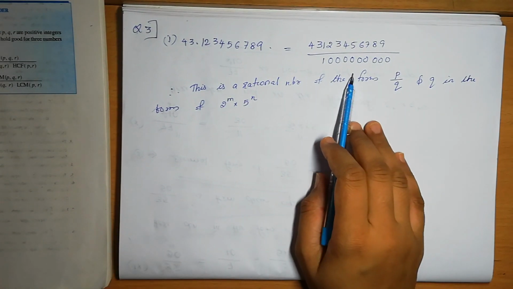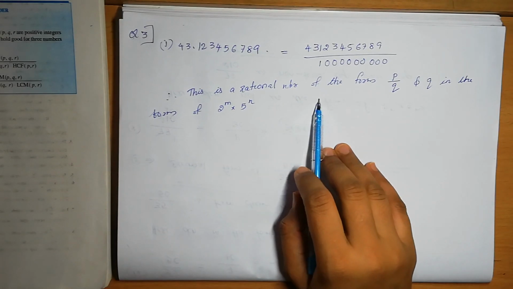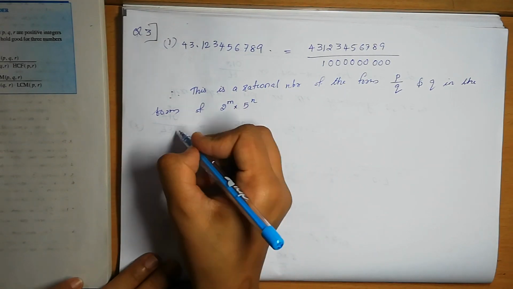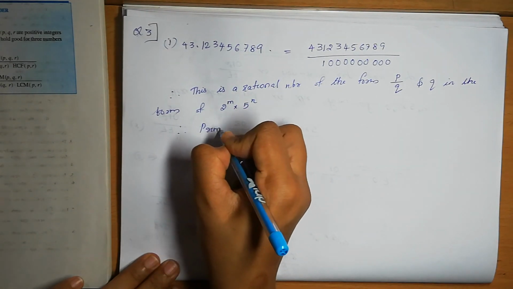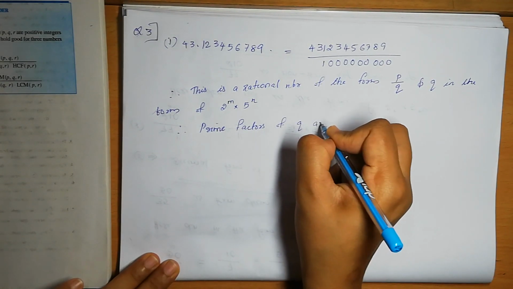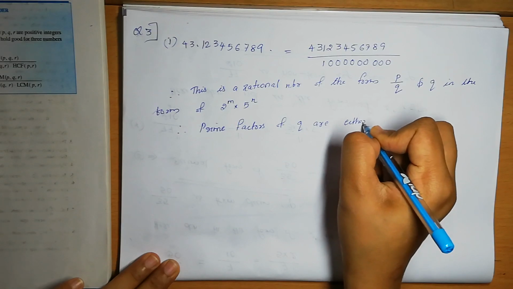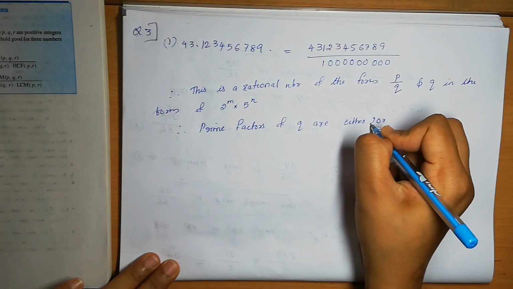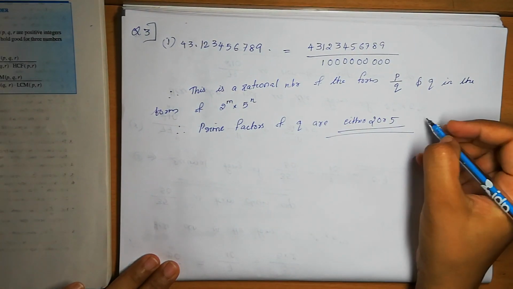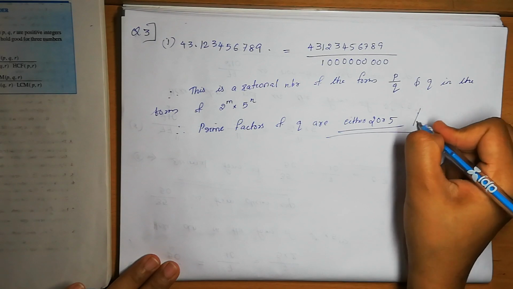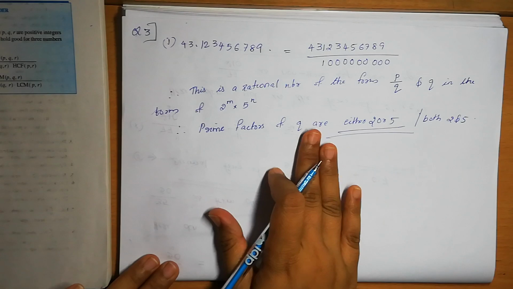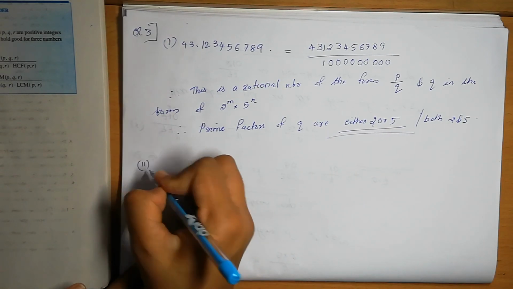If it is a rational number, the denominator is in the form of 2 raised to m into 5 raised to n. Then what we can say about the prime factors of q? Therefore, from here we can write, the prime factors of q are either 2 or 5, or both 2 and 5. This becomes the prime factors. Correct.